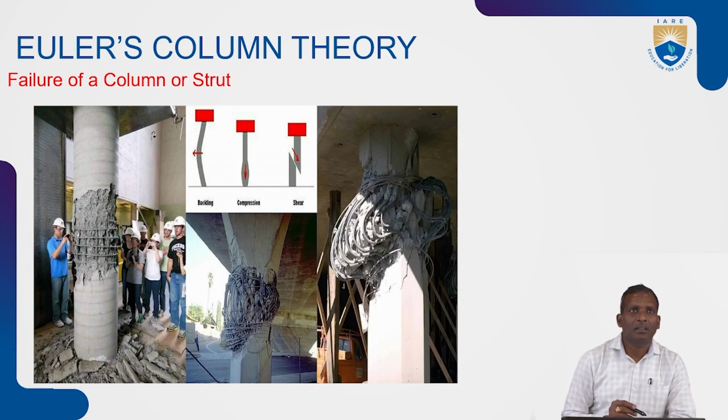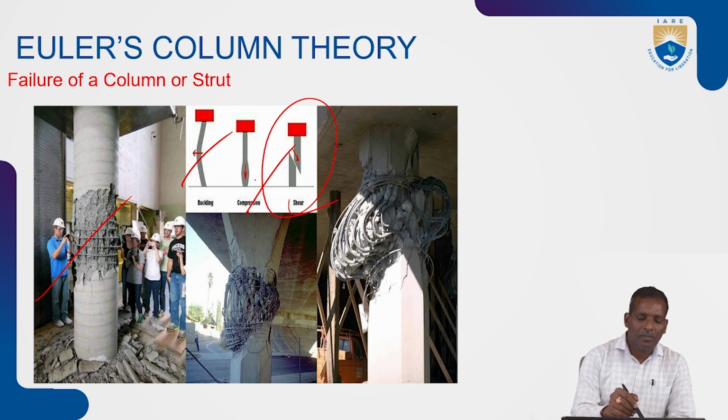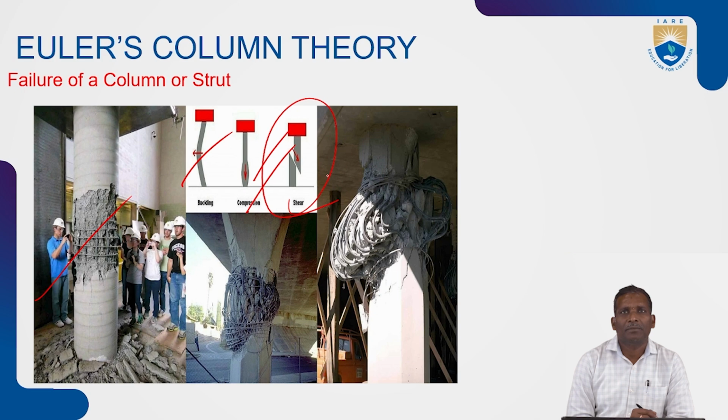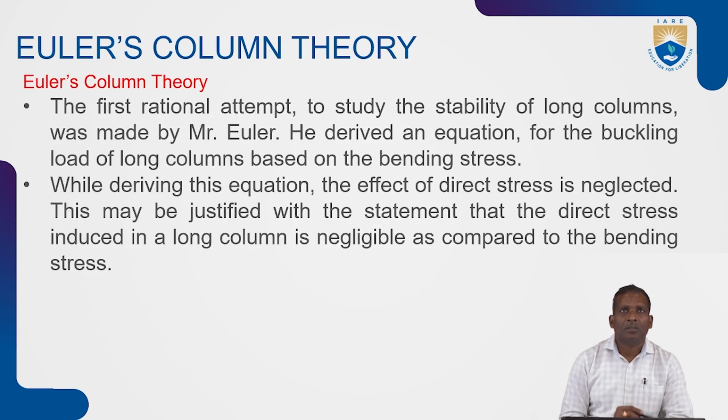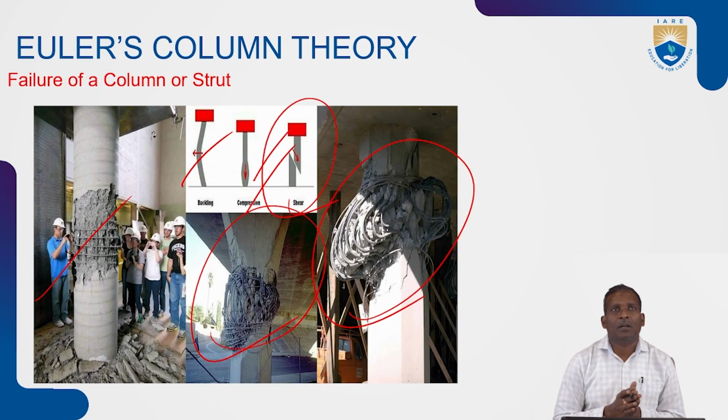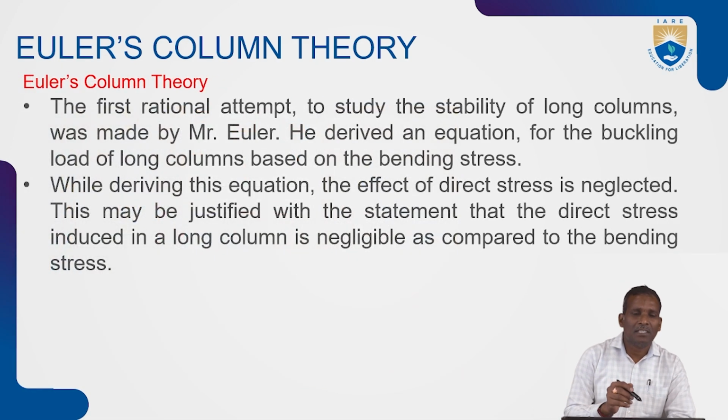See here, shown is the column failure: buckling, and compression and shear. This is buckling happening in the long column; in the short column, compression and shear. The original buckling failure of the column you can see in this figure. So up to now we have seen what we mean by column and strut and how it fails. We have discussed that. Now, what is Euler's theory?